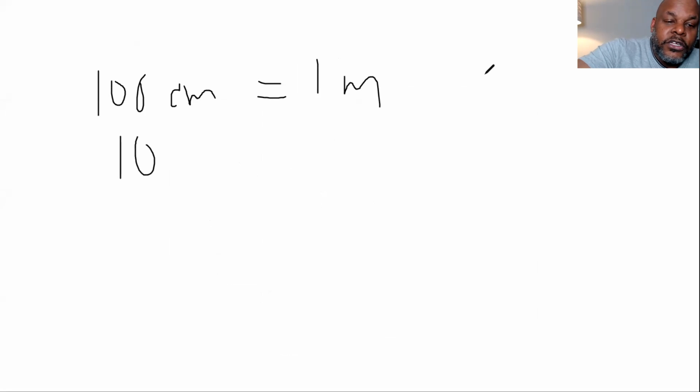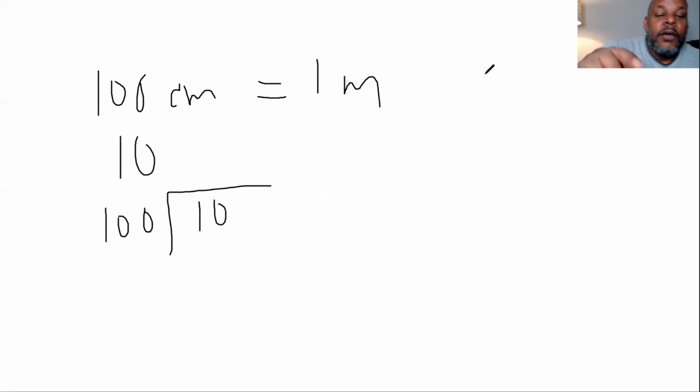So there, 100 centimeters equals 1 meter. Now you have 10 centimeters. So 100 divided into 10, because we're moving from a smaller to a larger unit, we're going to divide, right?